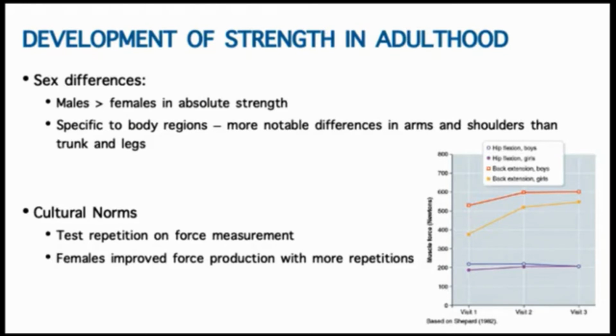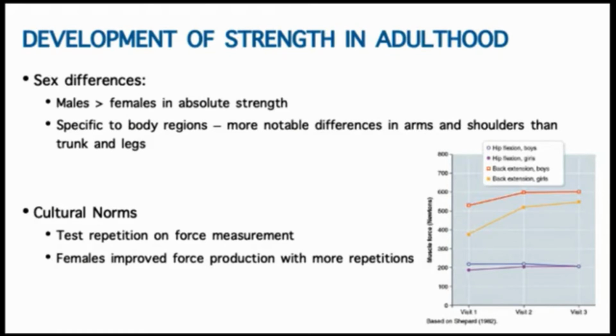So that was a study looking at 3 different visits, okay, and then there's a hip exercise, which is noted by the blue and the purple lines at the bottom, and then they had a trunk or back extension measurement, which is represented by the orange and yellow lines at the top of the graph. Okay, but different strength measurements are specific to different body regions, or we see different patterns in different body regions. But overall, generally, we see that males have more absolute strength than females, and that's represented in the graph.